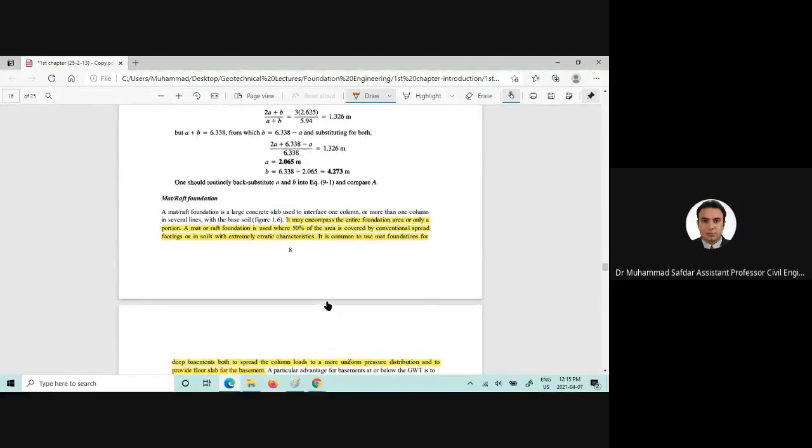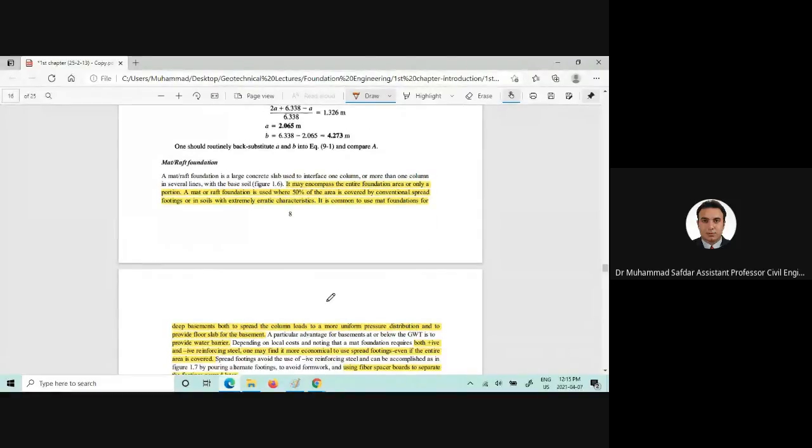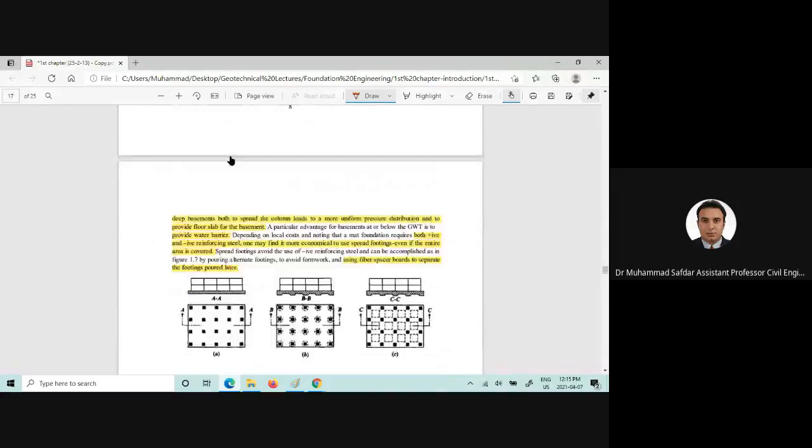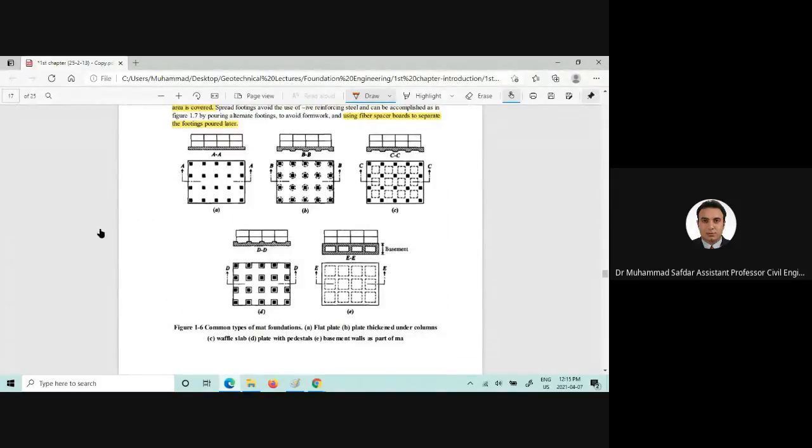Now, if the soil conditions are erratic or very weak, this is one criterion for the mat foundation. For example, these are the mat foundations, different types of mats which are provided, and these kinds of foundations you will see in high-rise buildings. For example, if you go to any mall construction, you will see such foundations under construction.